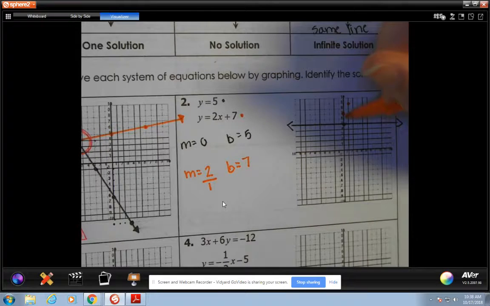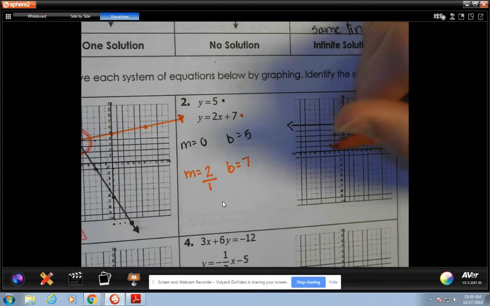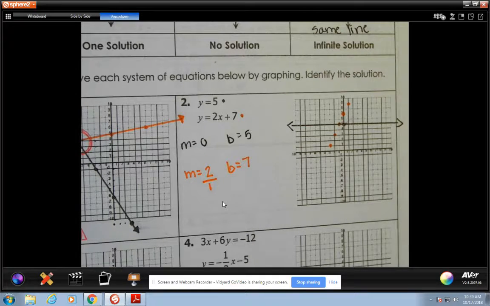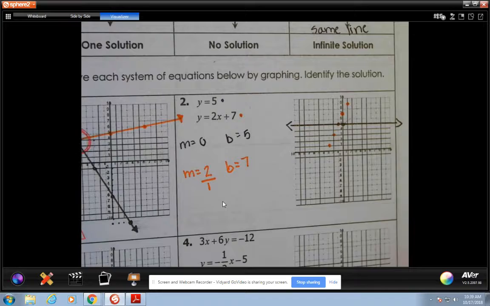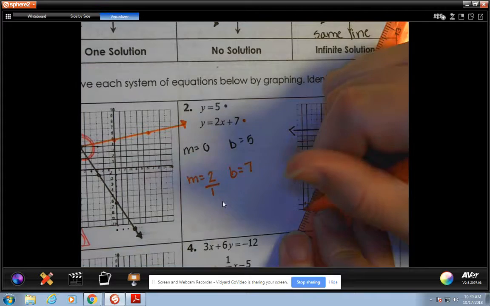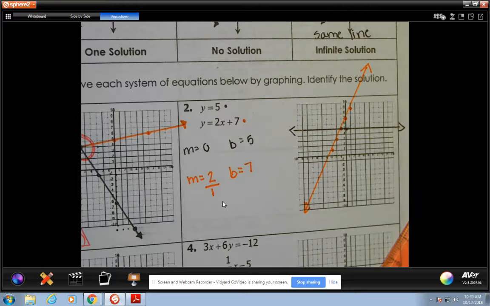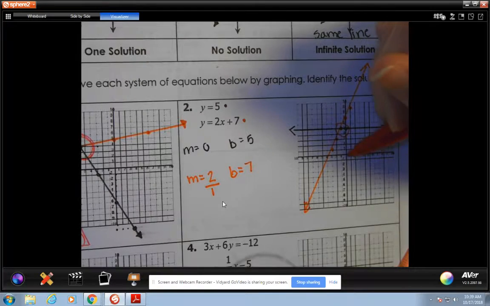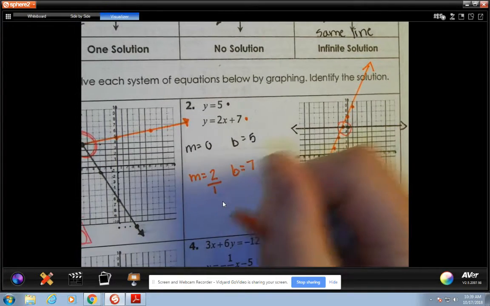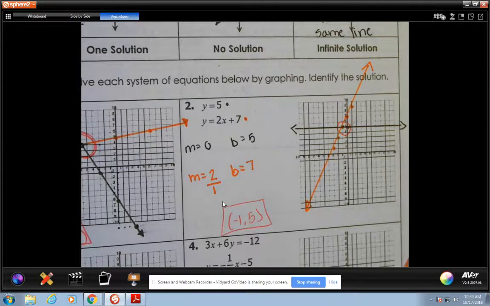I can't go up 2 anymore, so I'll go back to my intercept and go down 2 over 1, down 2 over 1, and you can keep going. At this point, though, I already see where it intersects, so I'm going to use my ruler and connect the dots. Make sure you put arrows at the end of your line. Where it intersects is right here, and that looks like it's at -1 up to 5. So our answer for this question is -1, 5. And this is how we solve systems by graphing.